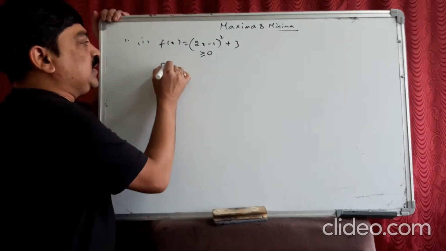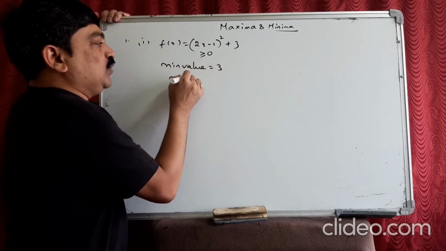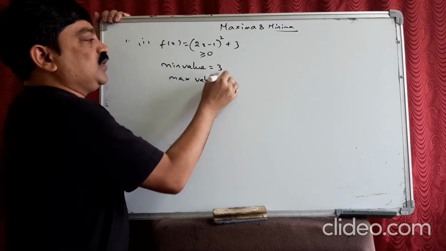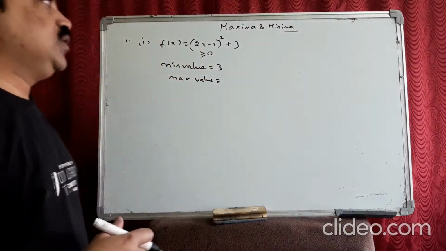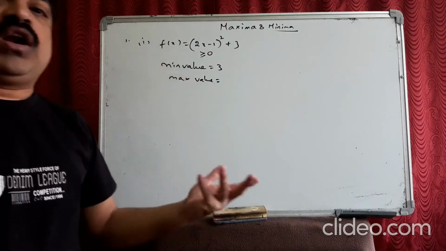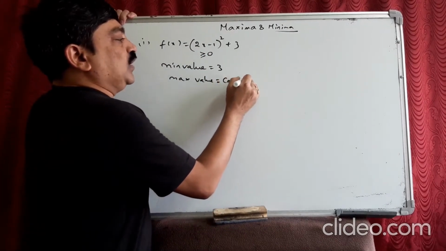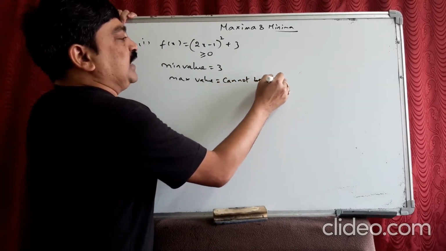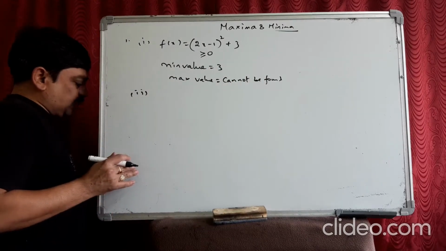So what happens here? The minimum value will be 3 and the maximum value we don't know, because it will keep on increasing. When you add some infinite term to 3, what happens? You will get infinity. So the maximum value cannot be found in this case.